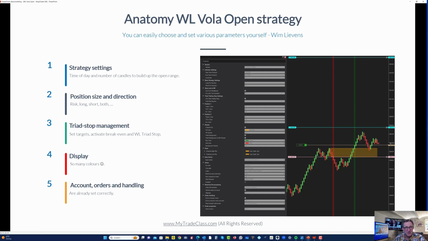Then, of course, the position size and the direction. How many lots you want to trade. You want to go long, you want to go short, you want to do both. Maybe you only want to do 1 short and 3 long. It's all things you can set.